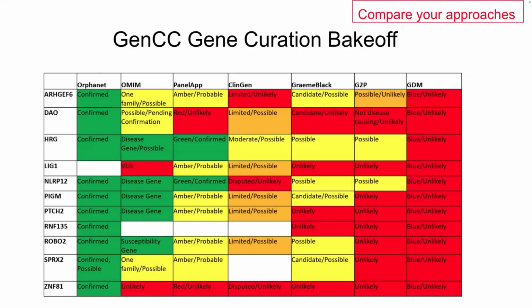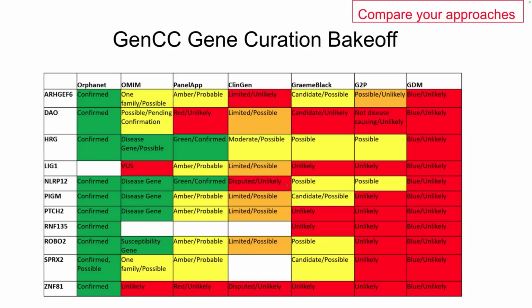Before we could even do this, we had to compare our approaches because we were all sitting in our own silos. We might have been using the same words, but we realized we all meant different things. So we took a pilot set of gene curations and we all curated them. And then we talked about it. Why were they the same? Why were they different? You can see there's a gradient where green meant a high level of evidence, red meant low level of evidence, and yellow orange was somewhere in the middle. Based on the type of resource, there was a gradient of strength of evidence, but it's because we were talking about different things.